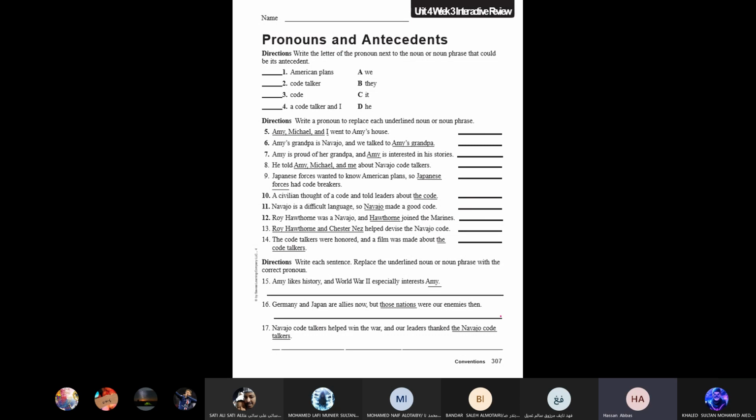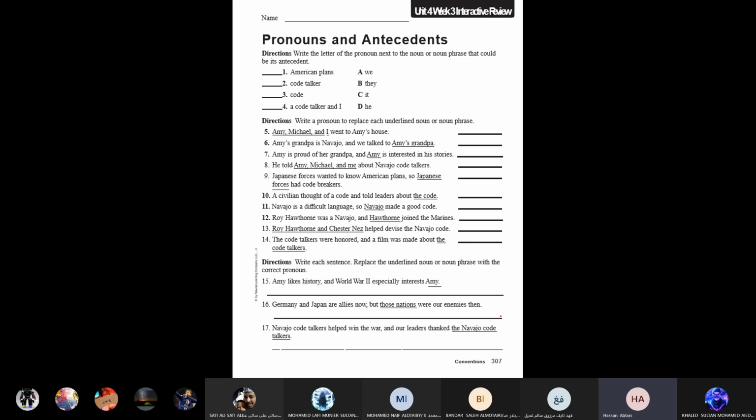So our lesson, guys, is about pronouns and antecedents. Any pronoun needs an antecedent, and the antecedent is a name or a noun in the sentence. That means each pronoun refers to its antecedent, that means its name or its noun.